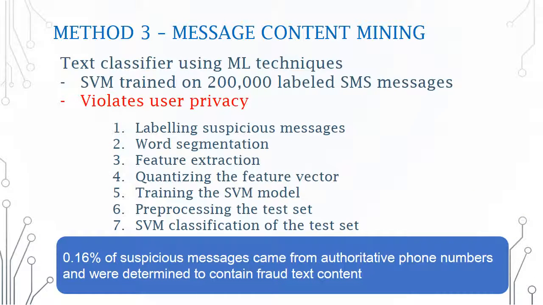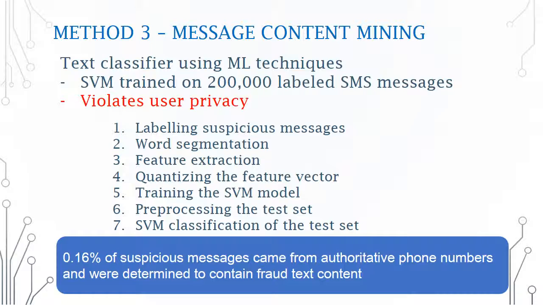In method 3, message content mining, the paper explores the idea of using a machine learning technique, specifically a support vector machine, as a text classifier on a bag of words trained on 200,000 labeled SMS messages. It is immediately clear that because the learning has to happen over the content of the messages, it clearly violates user privacy and is computationally intensive. It has multiple stages, including labeling suspicious messages, word segmentation, extracting the features, hand engineering the feature vectors, training, pre-processing, and backtesting, and the final classification on the test set.